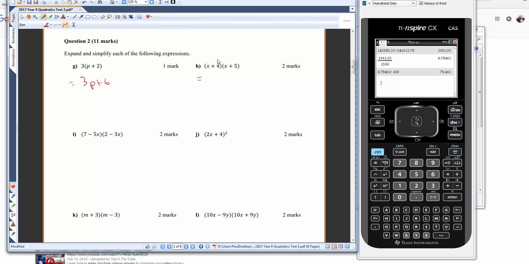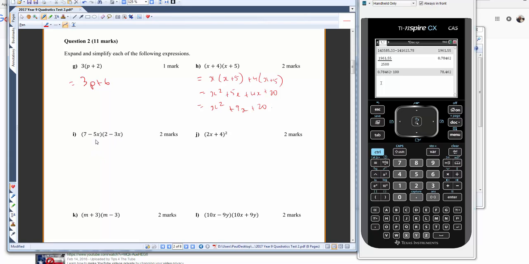Alright, here we've got this expansion to do, which is x plus 5 times x plus 4, which is x squared plus 5x plus 4x plus 20, which is x squared plus 9x plus 20.